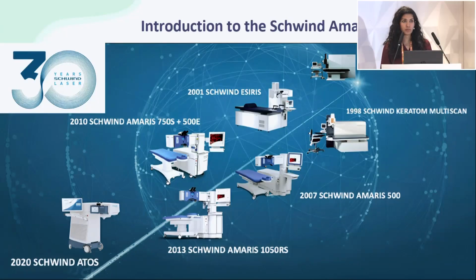So going back to the inception of Schwind, it starts all the way from 1992, and it was only up until 2007 when we had the Schwind 500. And then in 2013 we had the 1050 RS, and now we have the Schwind ATOS.